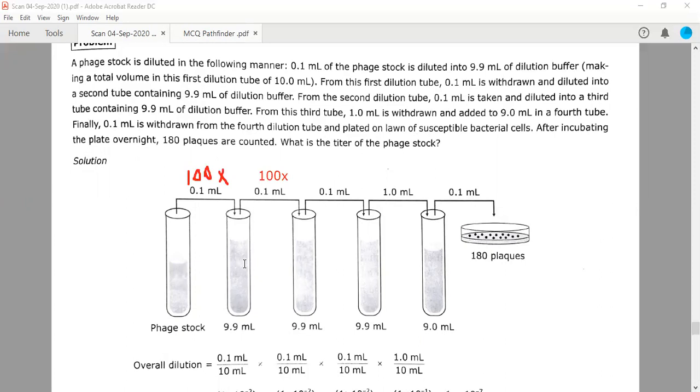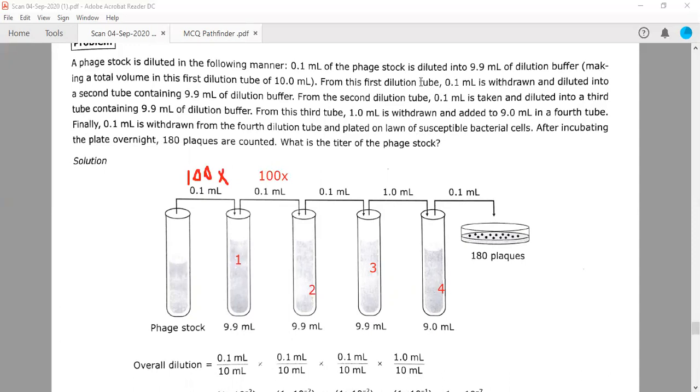Now he is telling this is the first dilution tube, this is the second dilution tube, third, fourth, right? So I need to keep the numbers. So this is 1, this is 2, this is 3, and this is 4. So you need to keep this in mind that this is not the first tube. The first tube is called stock, and you are taking this first tube as a dilution tube, right?